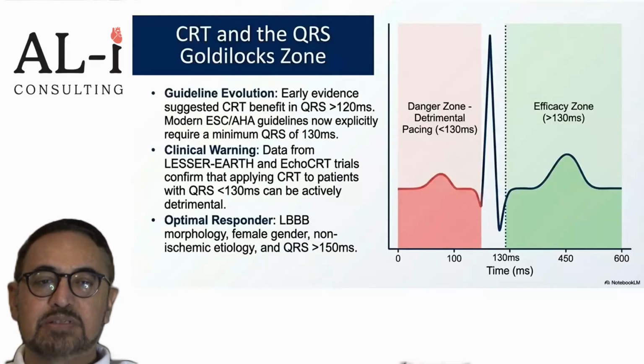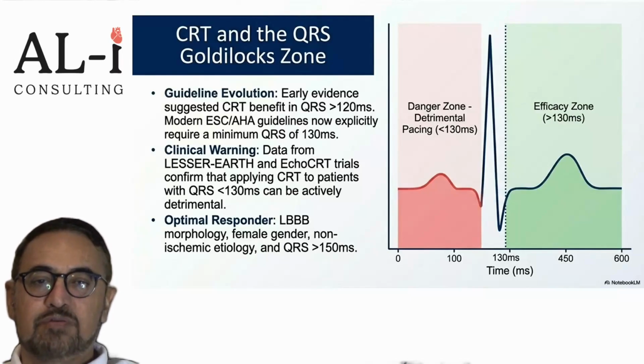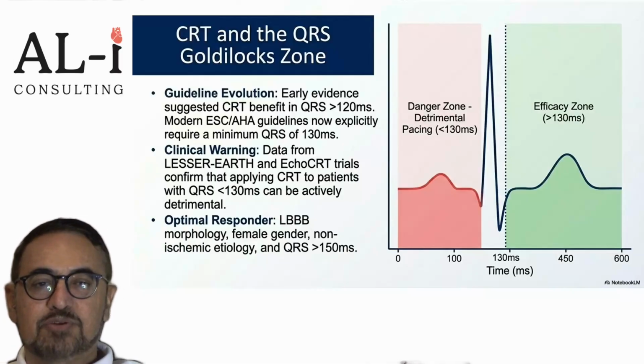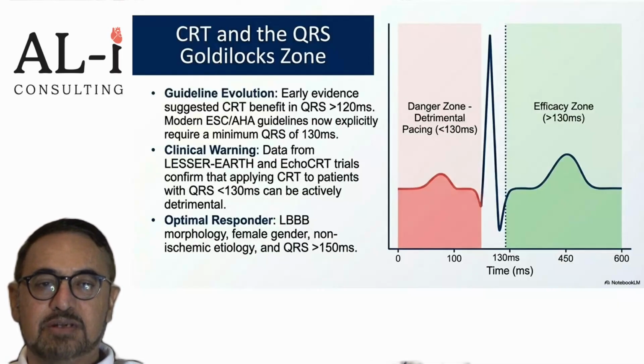CRT works best in what is known as the QRS Goldilocks zone. Evidence has evolved. Modern guidelines have become more precise and generally require a minimum QRS duration of 130 milliseconds. This matters because CRT is not harmless if used in the wrong patient. Trials such as Lesser Earth and Echo CRT showed that applying CRT in patients with a narrow QRS complex can be ineffective or detrimental. So a short QRS is not a weaker indication; it may represent the wrong physiology.